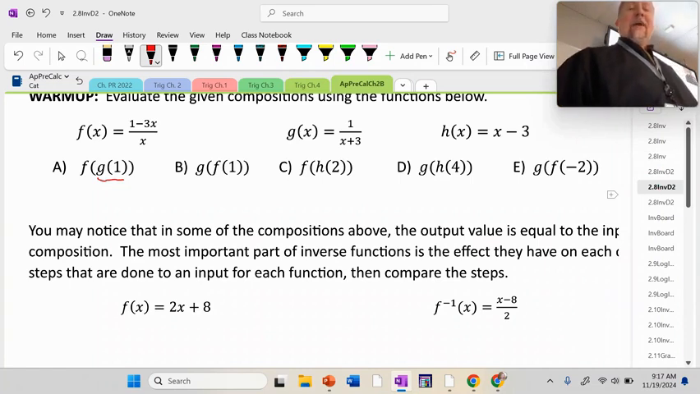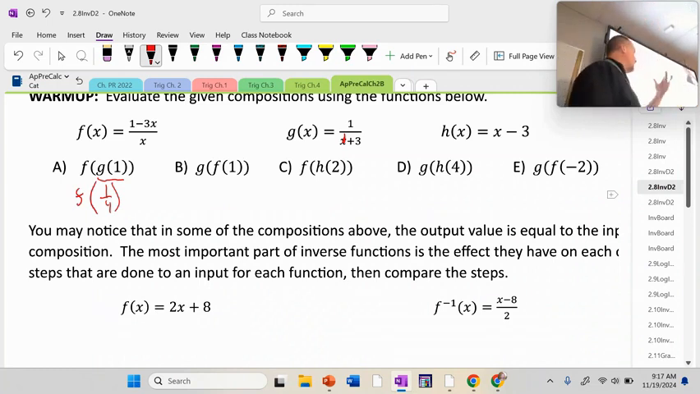All right. What's g of 1? Come on, everybody. What's g of 1? What's g of 1? 1 over 4. Okay. Oh, no. It's 1 over 4. This is where I shut down last hour. I'm like, gosh, why did it make this so challenging?